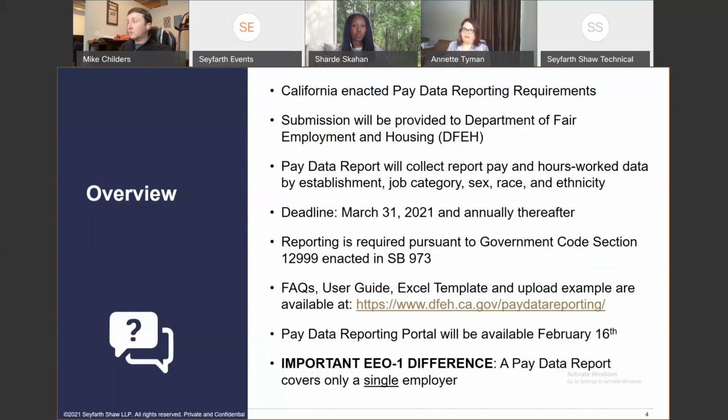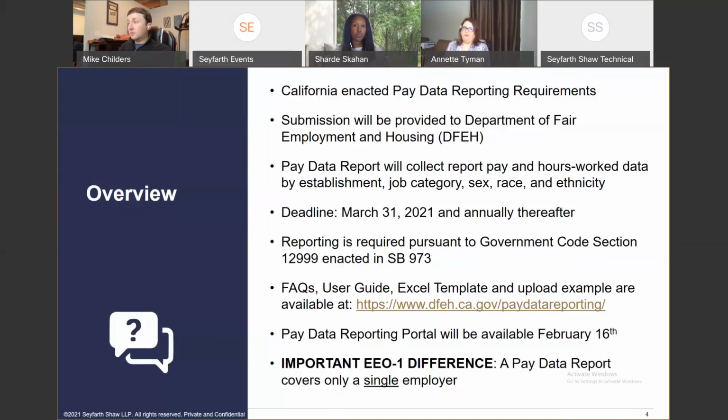So we still have a little bit of time here to actually see what that portal is going to look like. And we're going to do our best to provide as much information as we can so you're not waiting until the 16th to start gathering it. I wanted to preface one key difference that, at least based on our read, hasn't been outlined, at least explicitly, by the department.